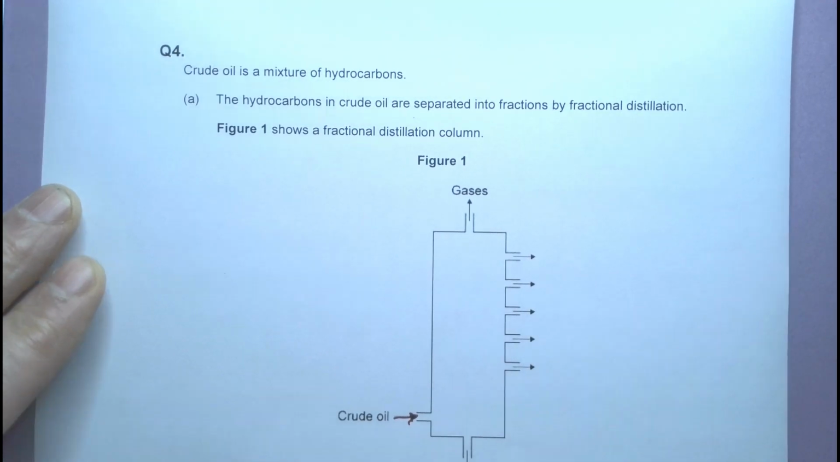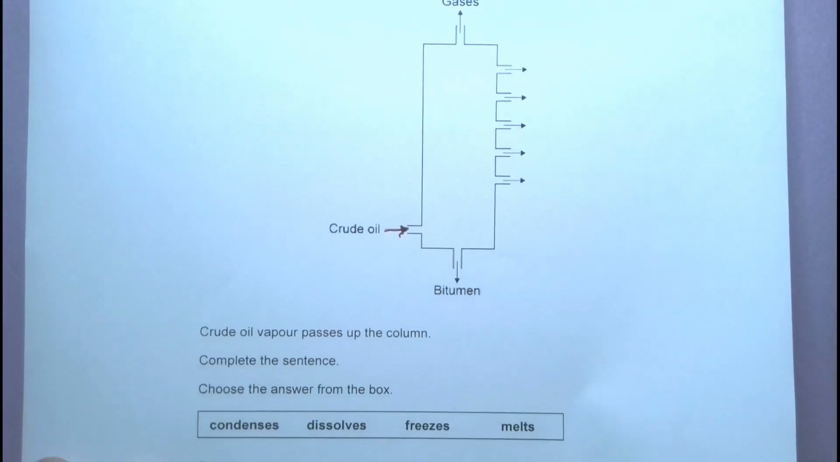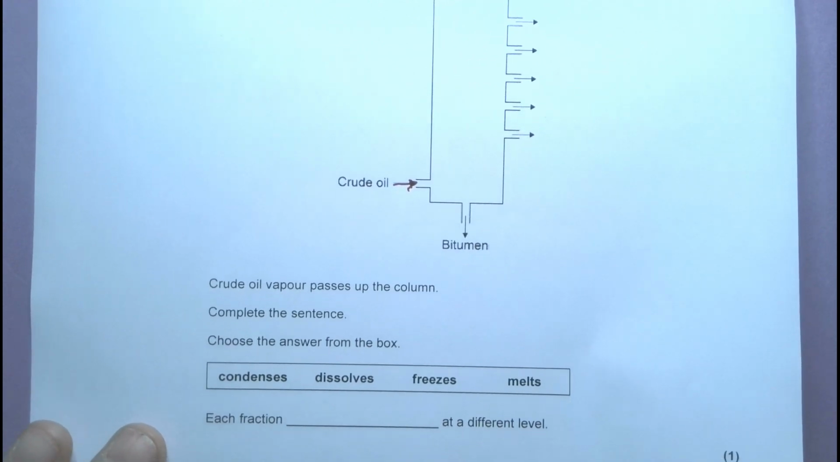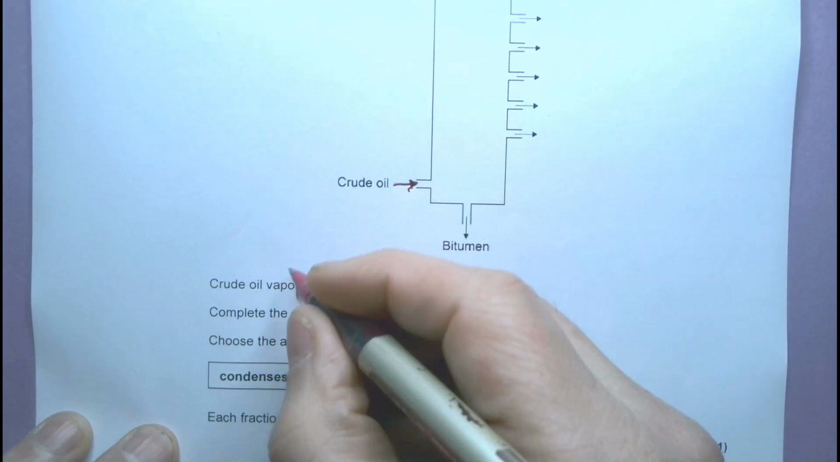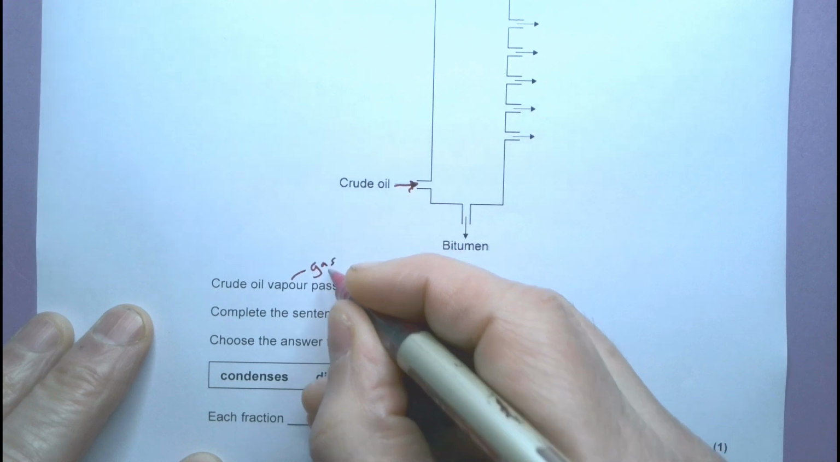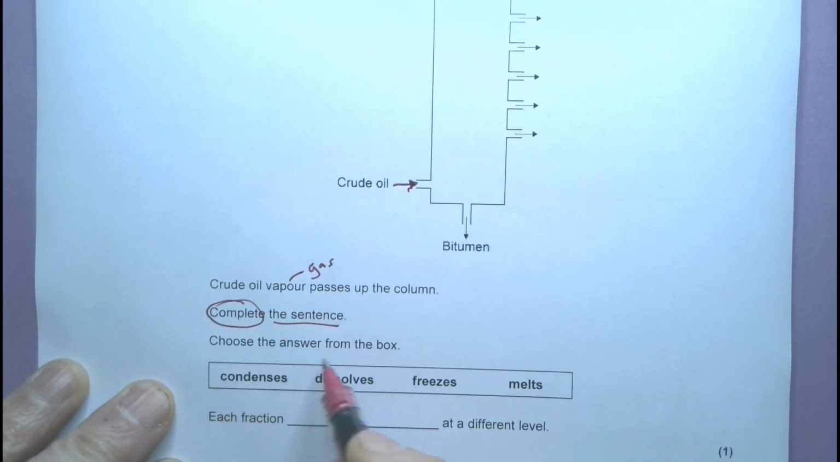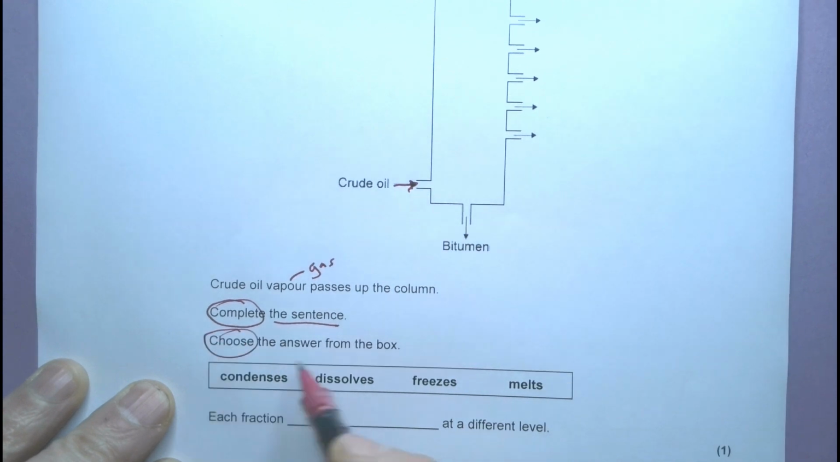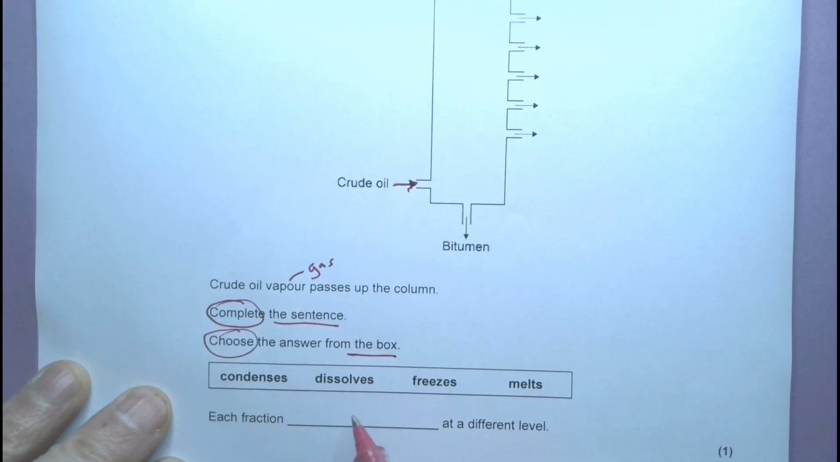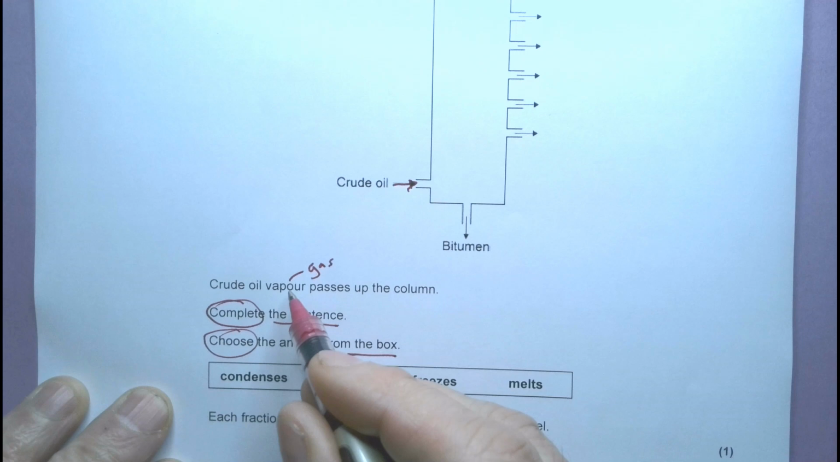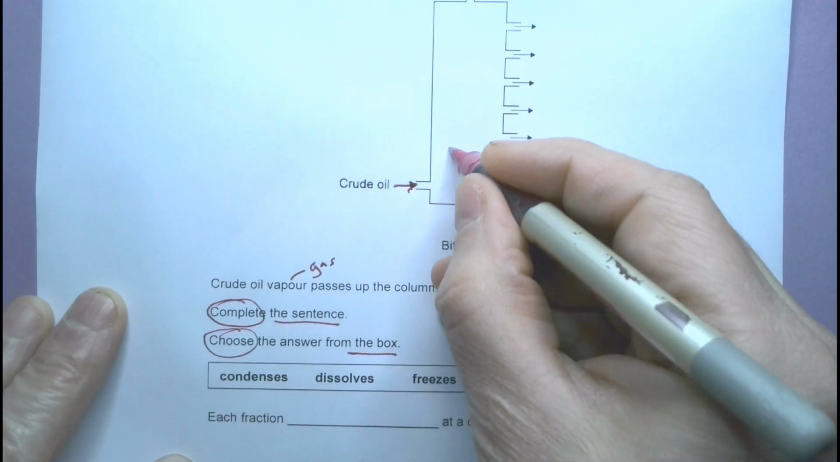Crude oil vapor passes up the column. Complete the sentence. So remember, vapor is a gas. That's what we've got to do. Choose the answer from the box. The box is here, so it's each of these. Okay, well, it's already a gas. So we've got gas in here.